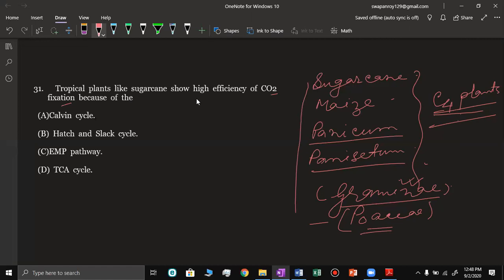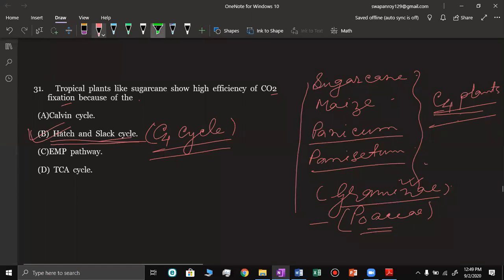So tropical plants like sugarcane have high efficiency of carbon dioxide fixation because of the Hatch and Slack cycle. All right, the Hatch and Slack cycle is also known as the C4 cycle. C4 cycle is the Hatch and Slack cycle.